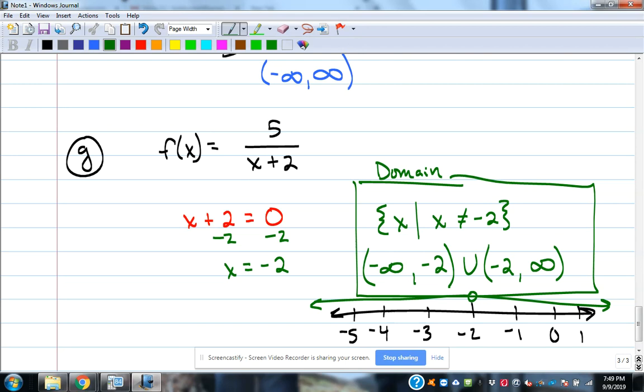Okay. So let's say x in the denominator. We're going to set the denominator equal to 0. Solve. That's how you're going to find what number is cut out of the domain. Okay. Let's look at the next one.